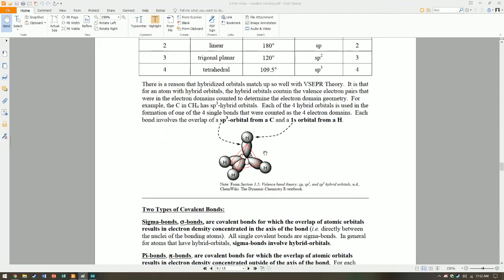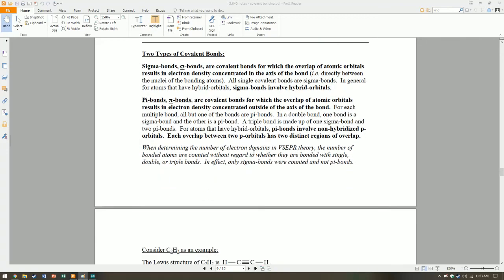So this is the atomic orbital overlap from sp3 with hydrogens. As you can see here, those are the little unhybridized orbitals. And then lastly, we talk about 2 types of covalent bonding that are the result of atomic orbital overlap: sigma and pi bonds. Sigma bonds are covalent bonds for which the overlap of atomic orbitals results in the electron density concentrated in the axis of the bond, whereas with pi bonds, it's outside of the axis of the bond.